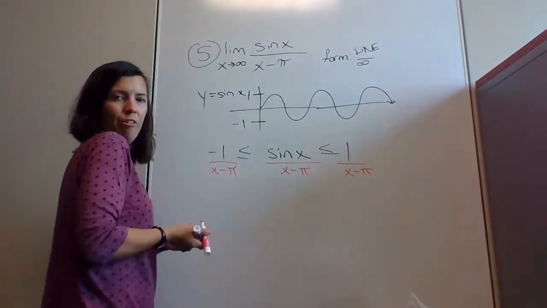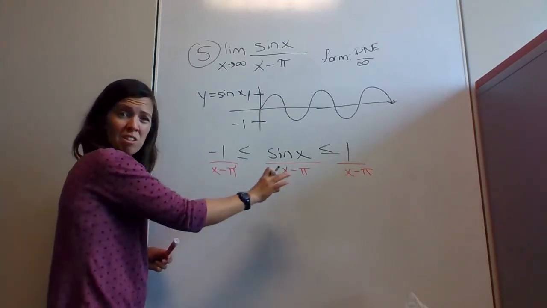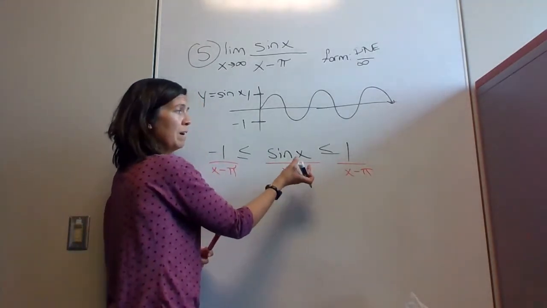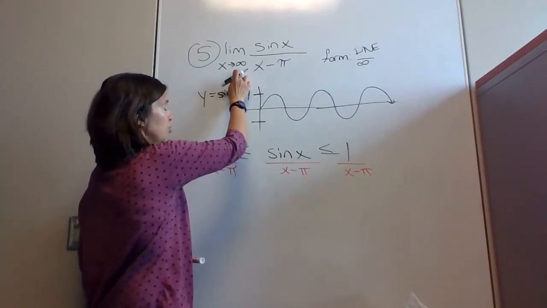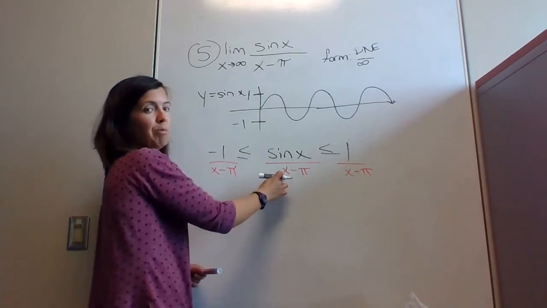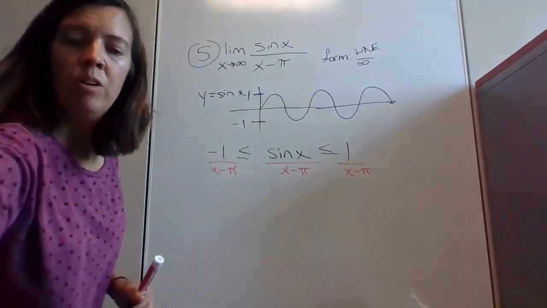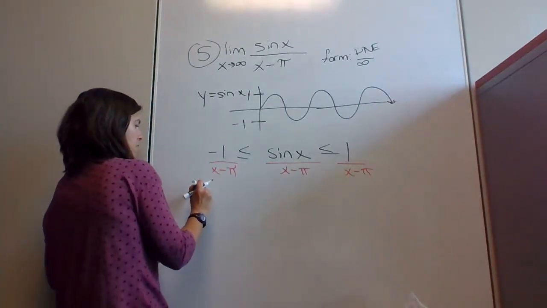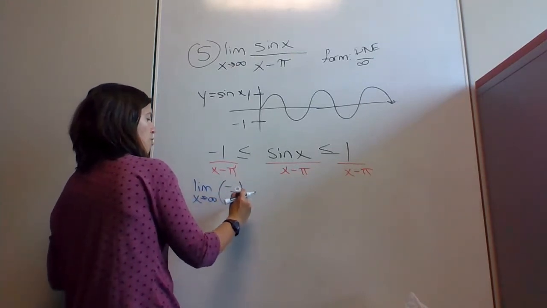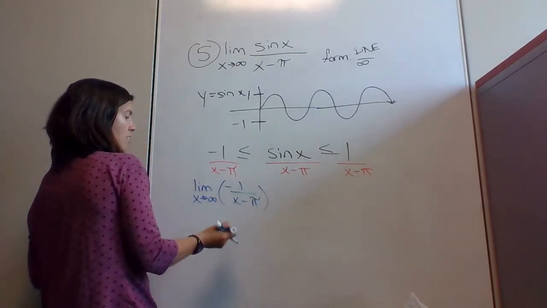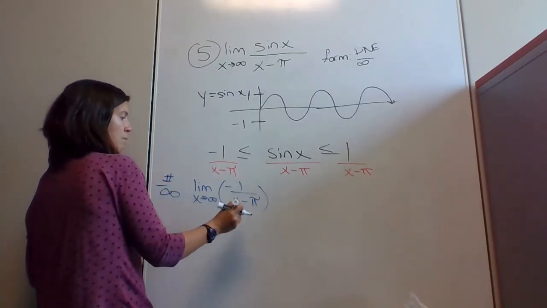The one thing to be careful of when you divide across inequalities is make sure you're dividing by a positive number. Because if you remember, you divide by a negative, that will reverse the inequality. But if we're talking about x approaches infinity, then we can assume that x minus pi is a positive number. And so if we consider the limits of these outer functions, the limit as x approaches infinity of -1 over x minus pi, well, that's got the form some finite number over infinity, and so that limit is going to 0.